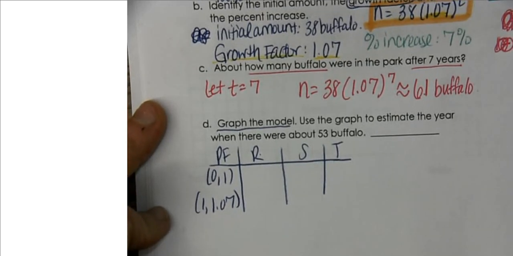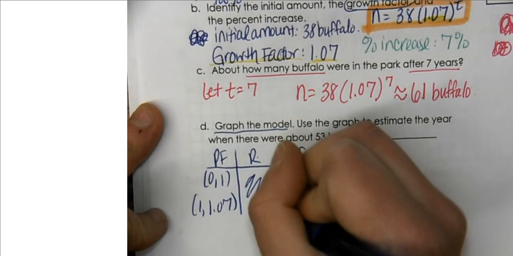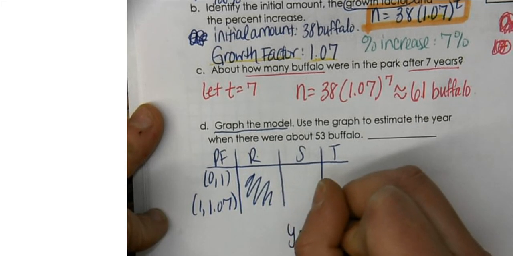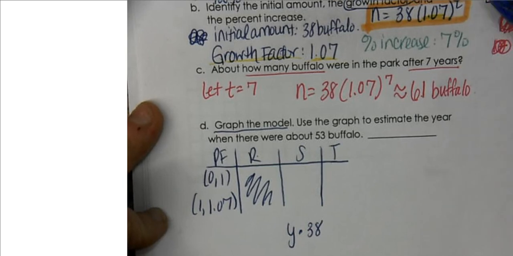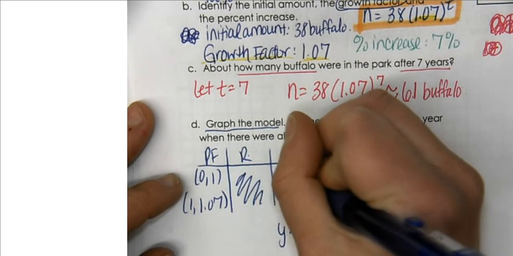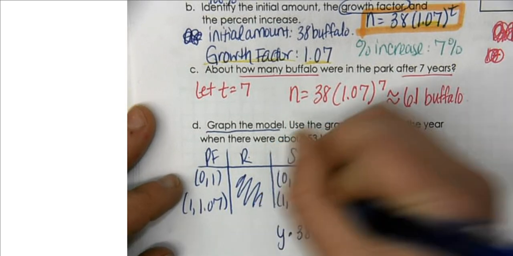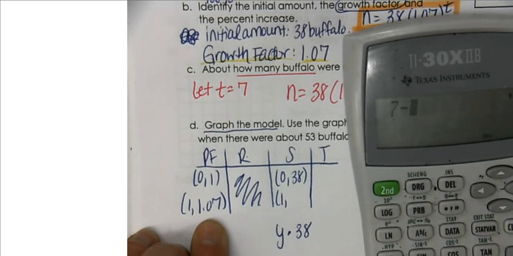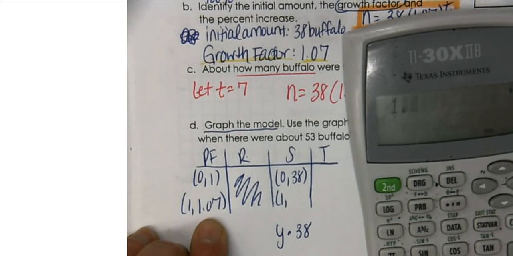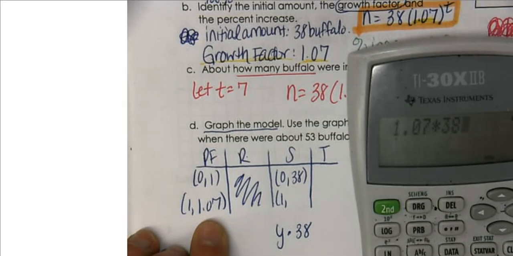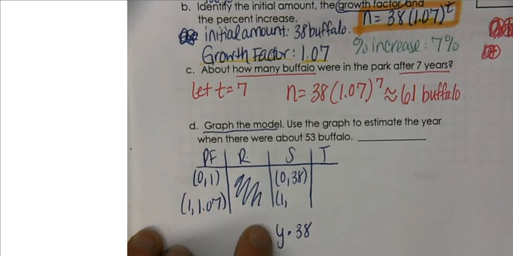In this problem, I do not have a reflection, but I do have a stretch. I'm going to multiply all y values by 38, which is our a value. So all I'm doing is graphing this model right here. And I end up with 0, 38, and 1 comma 1.07 times 38. Well, that's what I'm going to have to put into my calculator. And when I do that, I end up with 40.6, or you can write it as 40.7.